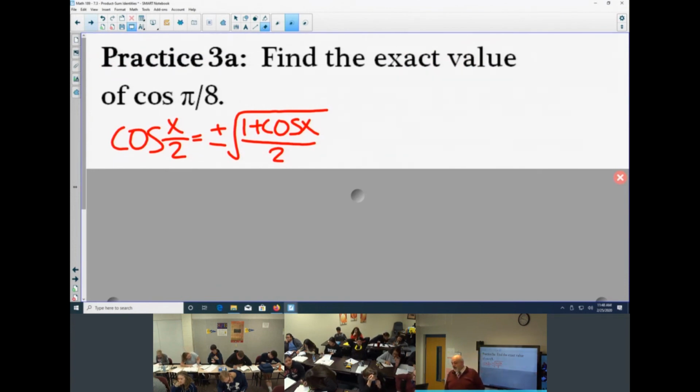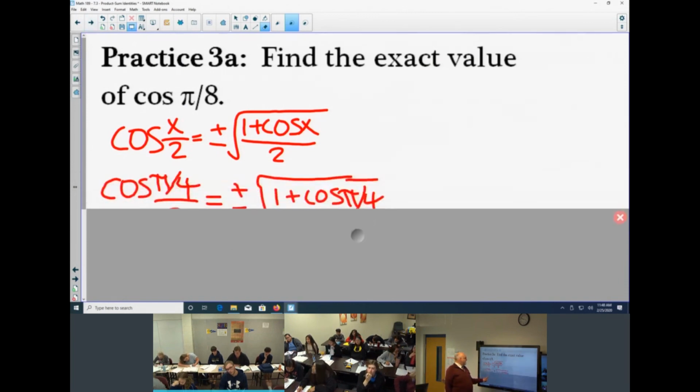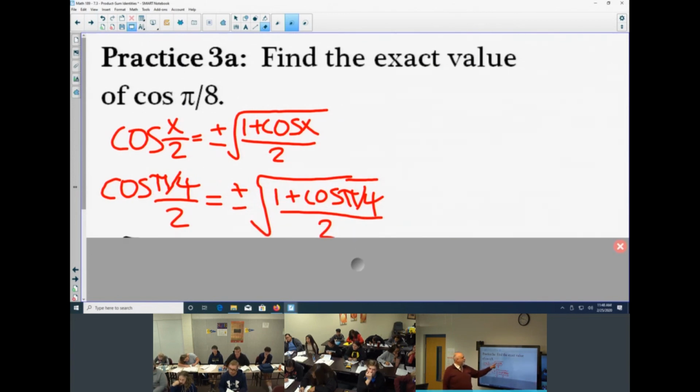All right, so Jay, when you've got it. I'm gonna need some help with that one. Okay, so pi/8 is half of what angle? Pi/4. Pi fourths. Okay, so we're going to plug in pi fourths over here. So what's the cosine of pi fourths? Radical 2/2. Good.